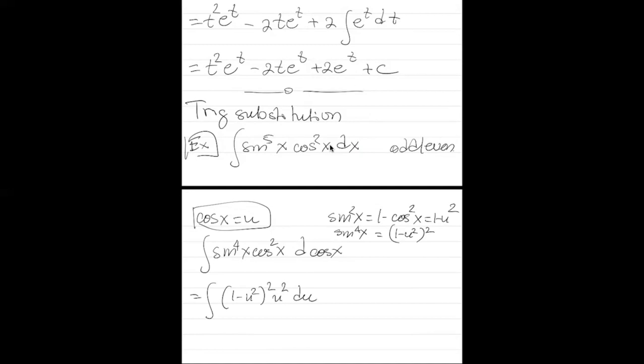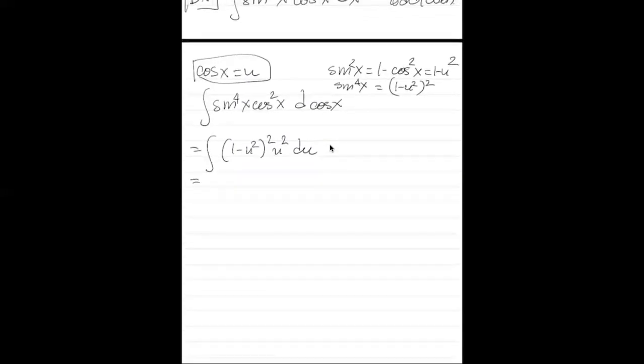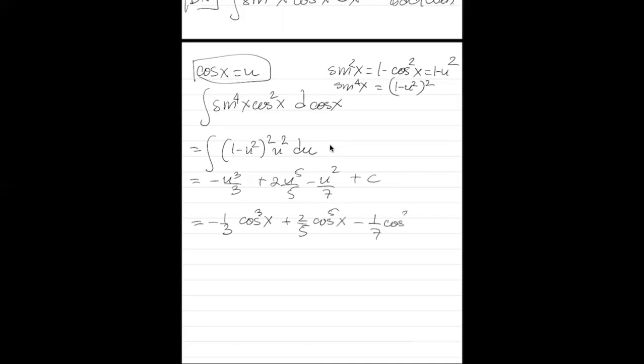So this is not a difficult integral. We can solve this, and I would FOIL, distribute, and you would have at the end negative u to the third over 3 plus 2 u to the fifth over 5 minus u squared over 7 plus c. Go back to what u was. That was cosine of x. And this is our final answer. Don't forget plus c.